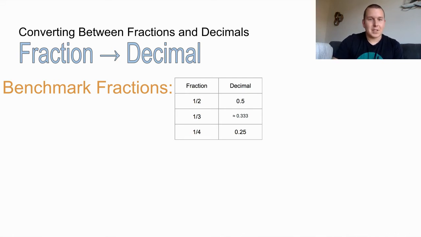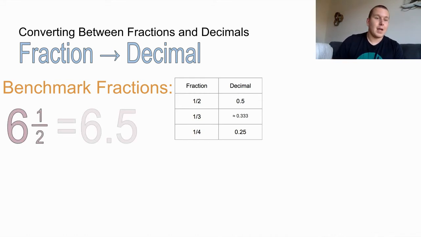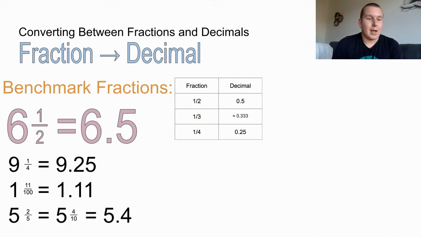So we can convert fractions into decimals pretty easily. Let's say we had 6 and 1/2. If we think about it hard enough, that's just going to be 6 and 5/10. We can do this with a couple other numbers as well. We have 9 and 1/4. We memorize that. It's going to be 9 and 25/100.